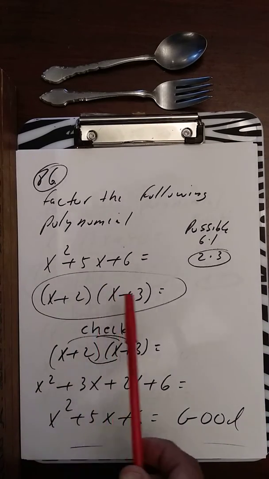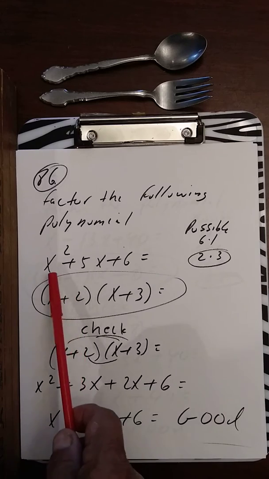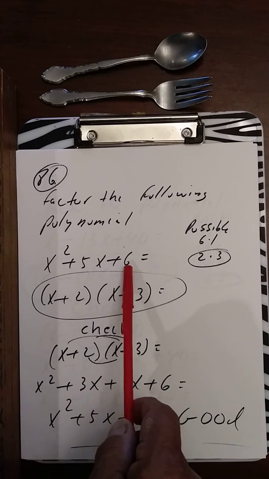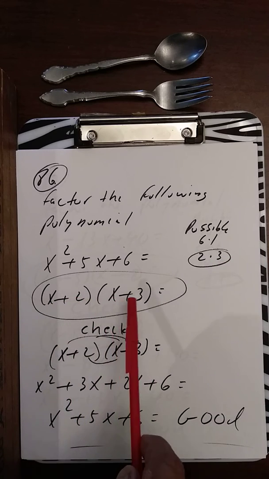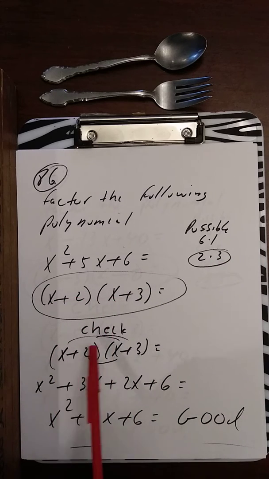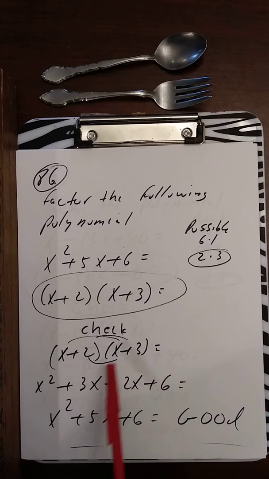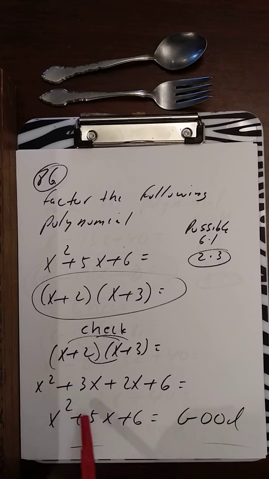Factor the following polynomial. So we're going to factor this out. Look, possible numbers for this are 6 and 1, 2 and 3, right there. But we'll try 2 and 3. X plus 2, x plus 3. Is that right? Check it. X times x, x squared. X times 3 is 3x. 2 times x is 2x. 2 times 3 is 6. So 3x and 2x together is 5x. X squared plus 5x plus 6. Good. Matches.